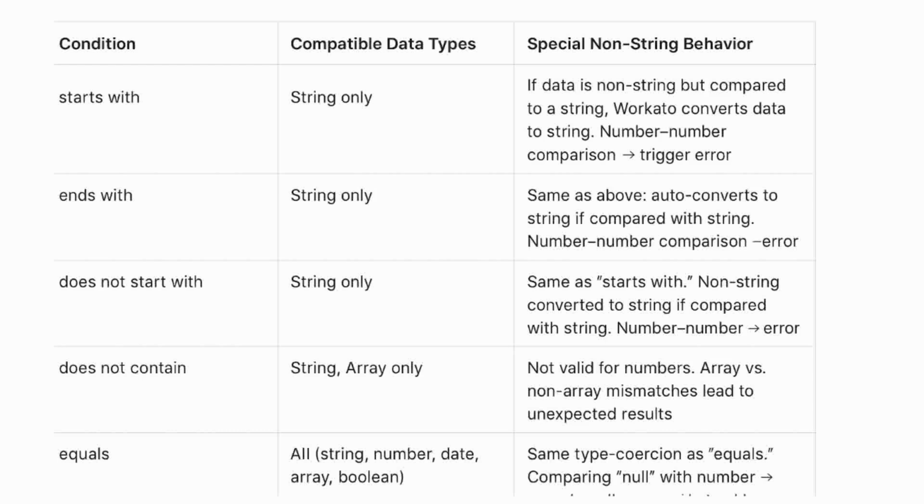Like that, there are several ways to check this when you're doing a condition check. So how do we do that in Workato? Let's see and do it practically. Okay, let's see.